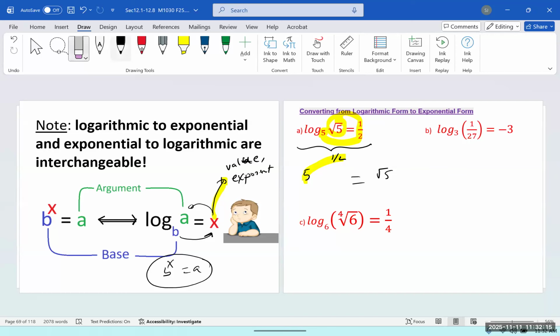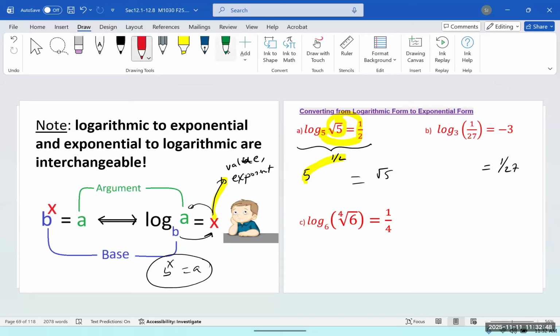Okay, Terence, the next one. So it should be 3 to the power of negative 3 equals 1 over. Is this true? Wait, that was right. But is this true? If you multiply negative 3 times, that is turned into 1 over 27. If the statement is false, that means you did something wrong.